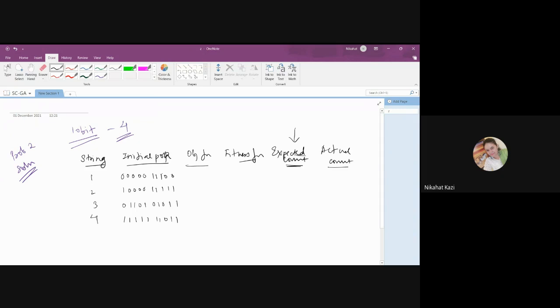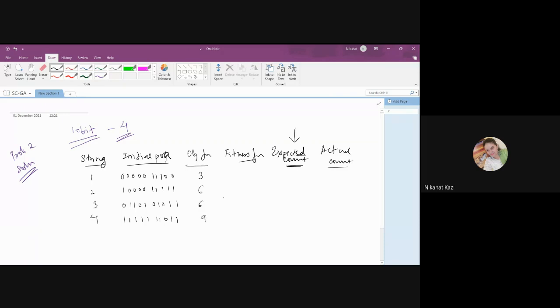So the objective function is the number of ones. How many ones are there? You just count the number of ones and write it. So we write 3. Then you have 6 ones. Then you have 1, 2, 3, 4, 5, 6 again. And in this one everything is ones except this 0, so it is 9.